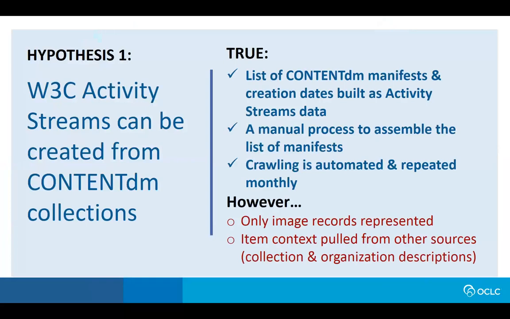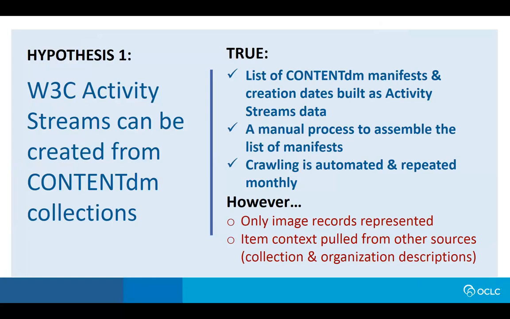However, it's good to note, only image records are represented. This is because we're working with the IIIF Image API, so we're only looking at image material. ContentDM has many more material types in it. PDFs are not encompassed by this, audio, video, etc. yet. So we're looking only at images today.